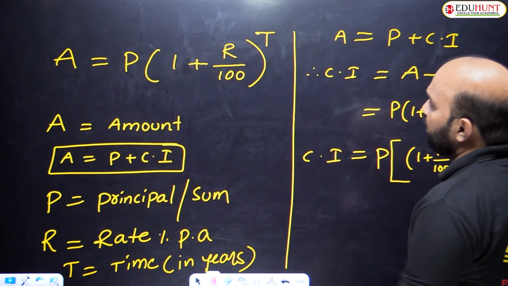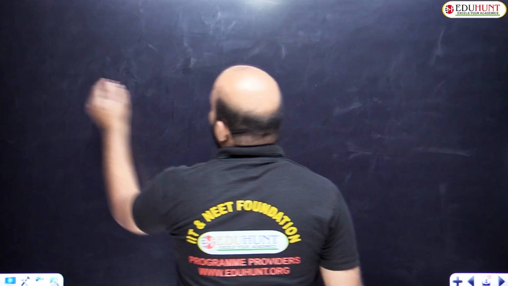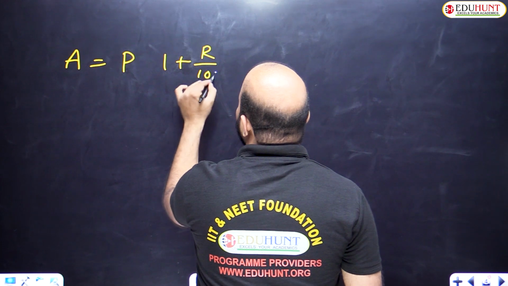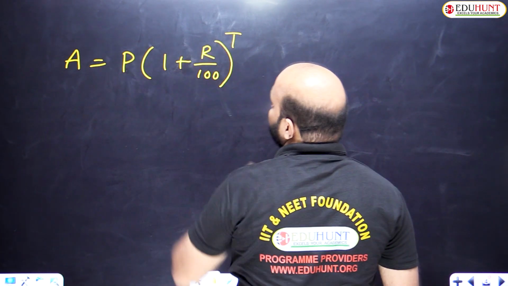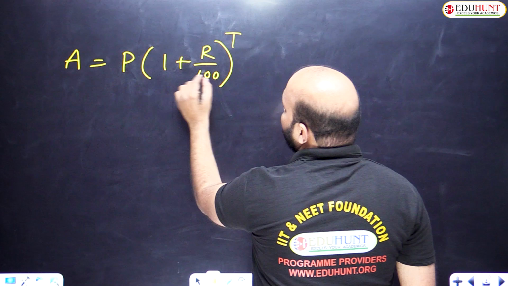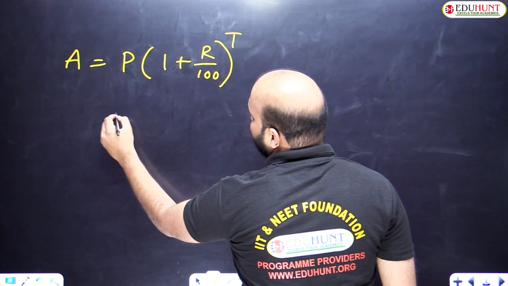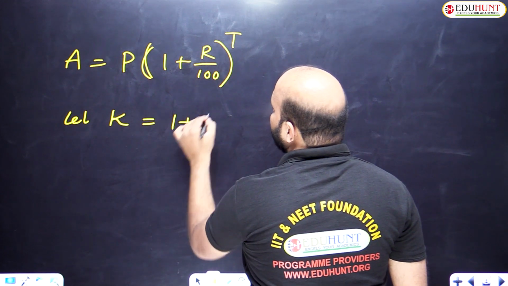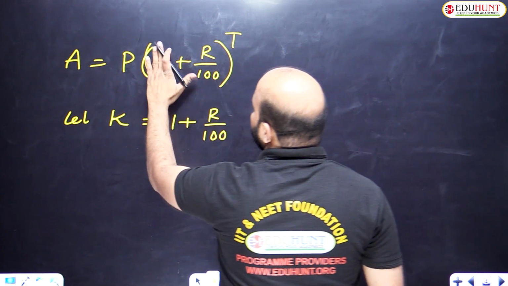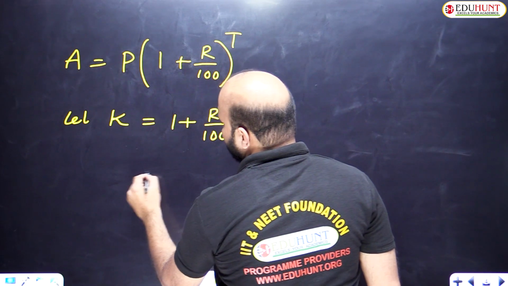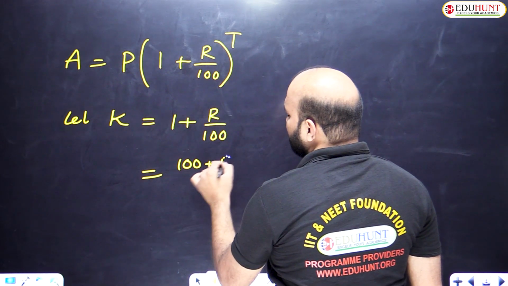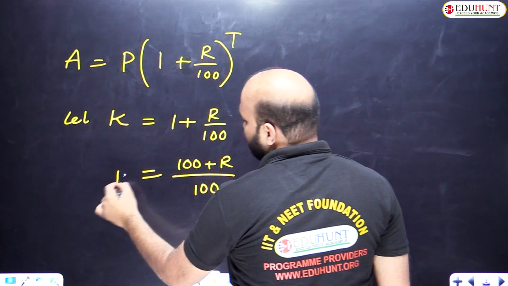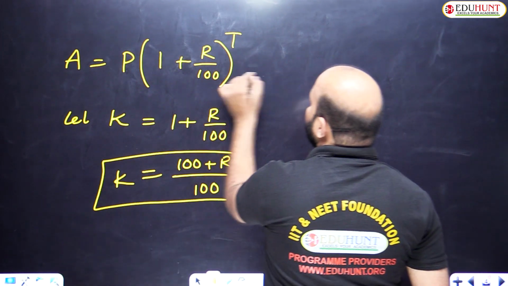And the amount formula is P into (1 + r/100) whole power t. This is the amount formula. Am I clear? Inside, we have 1 plus r by 100. Let us consider the inside part as k. So let k equal 1 plus r by 100. It can also be written as (100 + r)/100, taking LCM 100. This is k, and we consider it as equation 1.